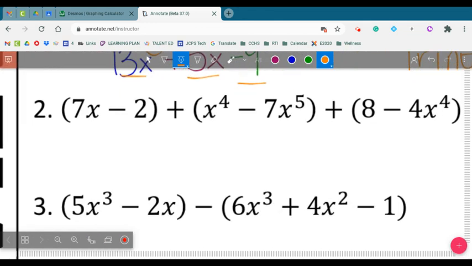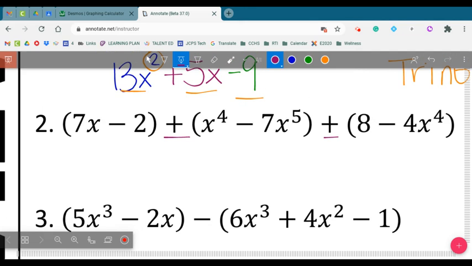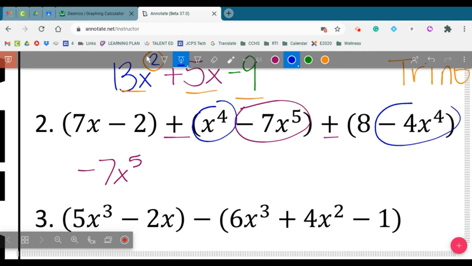Okay, number 2, doing the same thing. So first, we have just addition signs, so we don't have to distribute any negatives or anything. So we're going to start with our biggest exponent, which is 5. So we have negative 7 next to the x to the 5th. There's nothing else to combine, so we're going to bring it down. We then have x to the 4th. So we have x to the 4th and negative 4x to the 4th. That's going to give us negative 3x to the 4th because you have to subtract them. And then we have 7x. There's nothing to combine, so just bring it down.